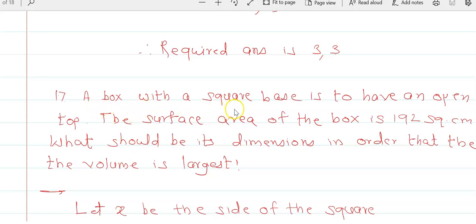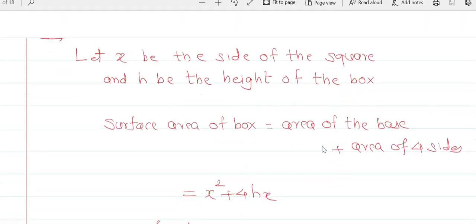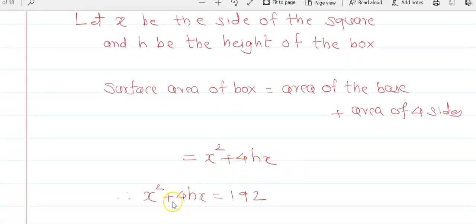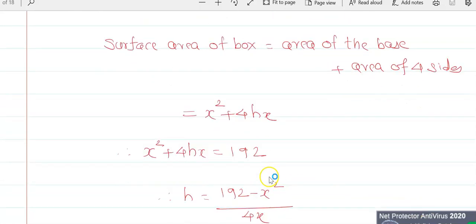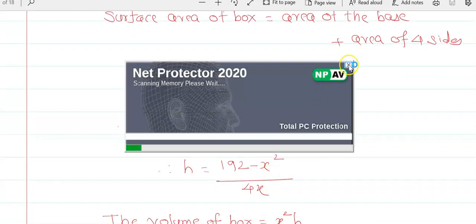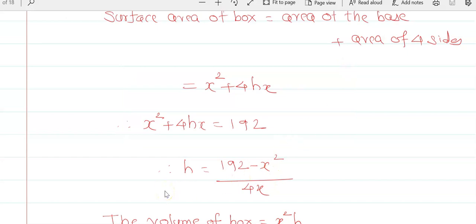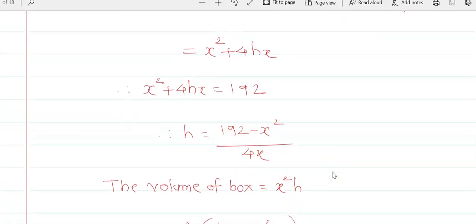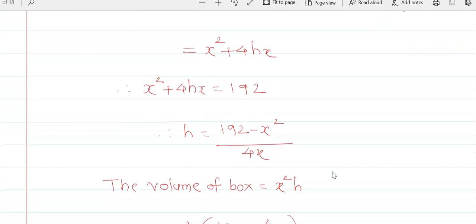A box with a square base is to have an open top, and the surface area of the box is 192. Therefore, x square plus 4hx is equal to 192. And we have the value of h: h is equal to (192 minus x square) upon 4x. The volume of the box means what?